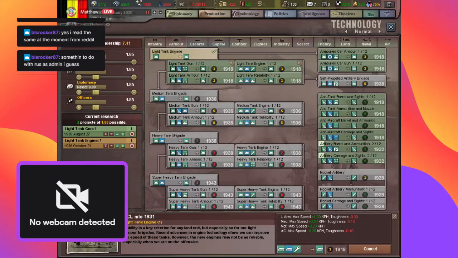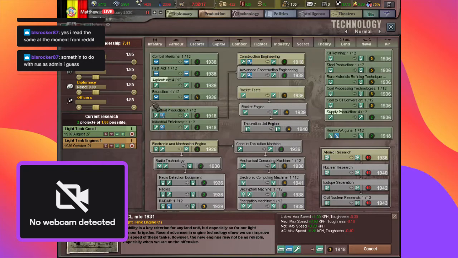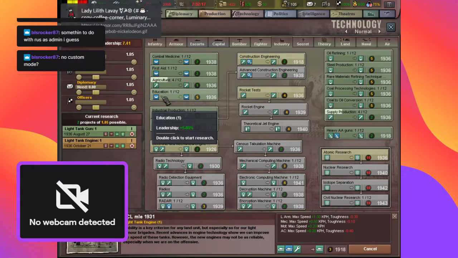So the more research, because what happens is there's this tech here called leadership. As you see, every time you do it, it's 5%. So when I research this, the next time you see it's going to say 10%. It's really just 5%, like 10% from the original. You know what I'm trying to say?